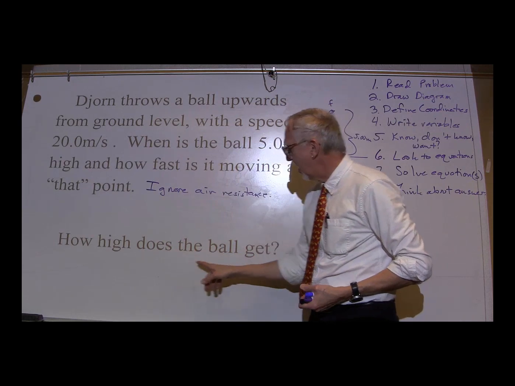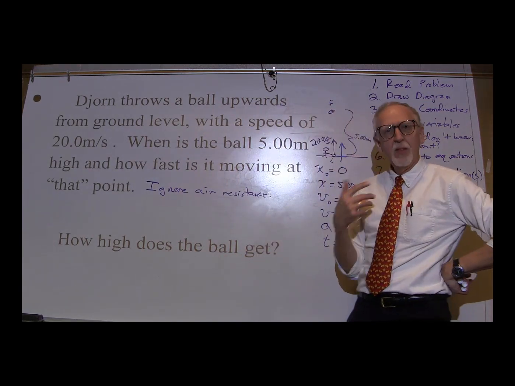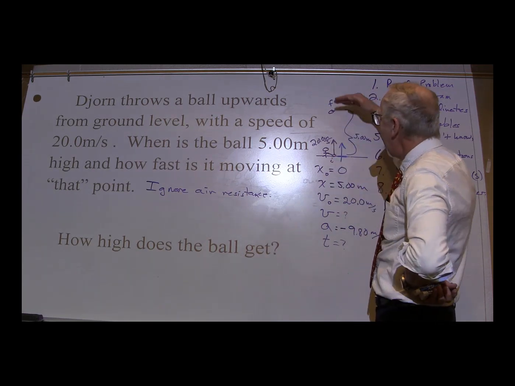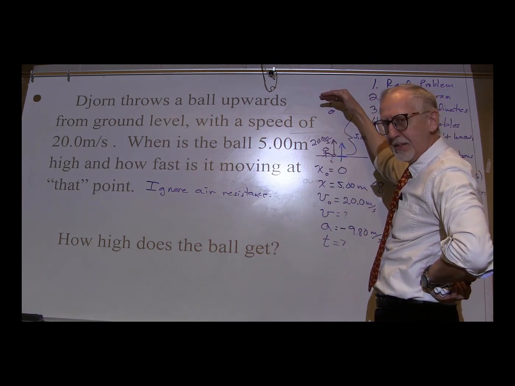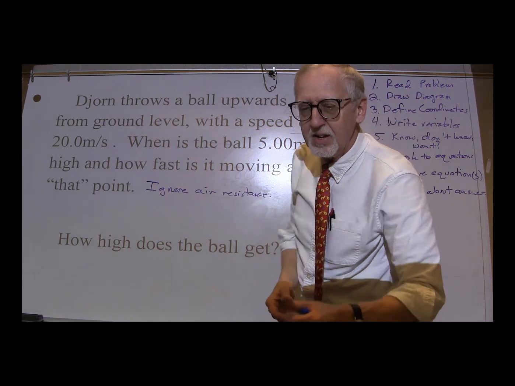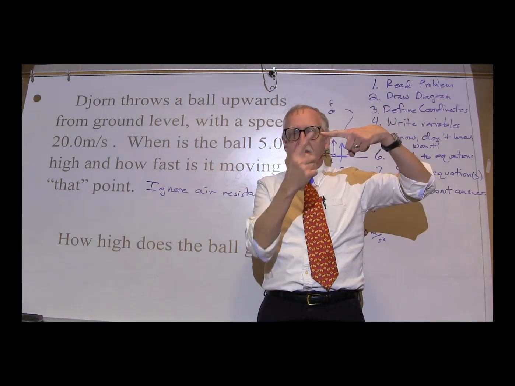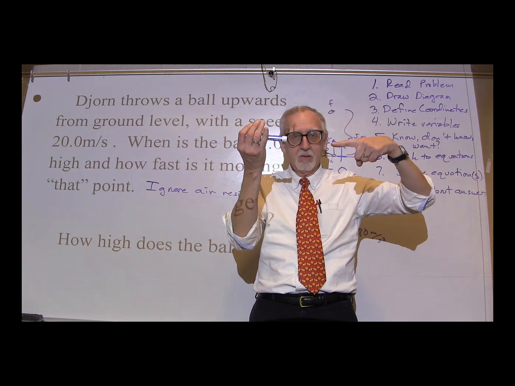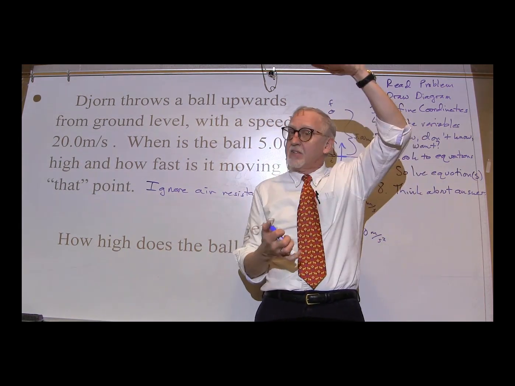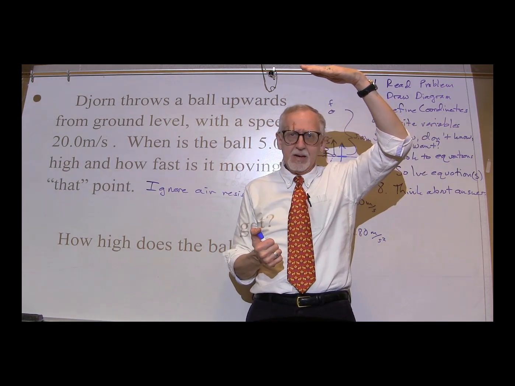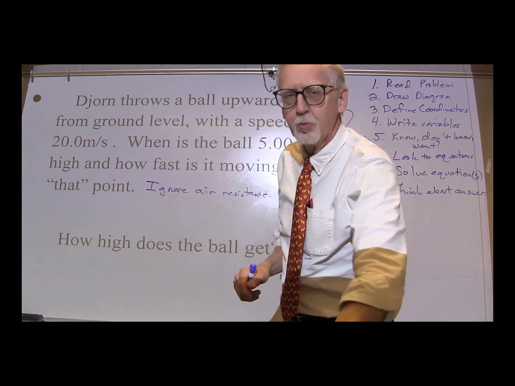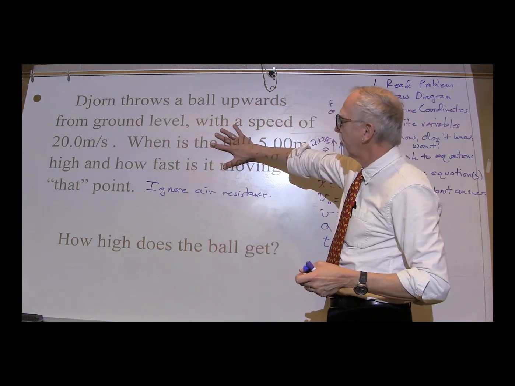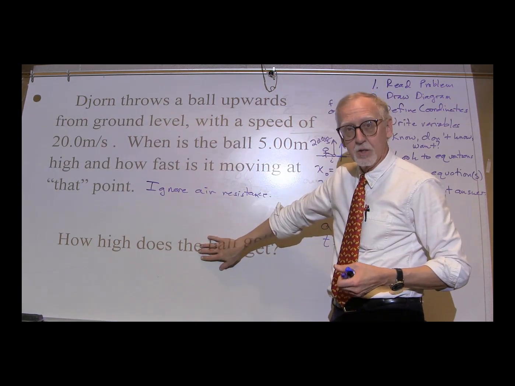This other one, how high does the ball get? Well, that's a very different question. That's asking about the maximum height that the ball gets. In this case, we're tossing a ball up, and at some point, 5 meters high, it's going to pass that point. But that's not the same as the highest point that it can get. So these are two separate problems. We're going to have to solve these separately. We'll solve the first part first, and then we'll come back and take a look at this one.